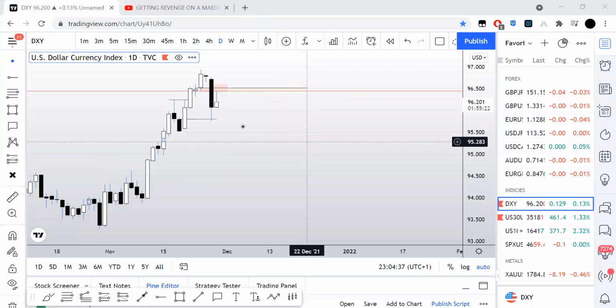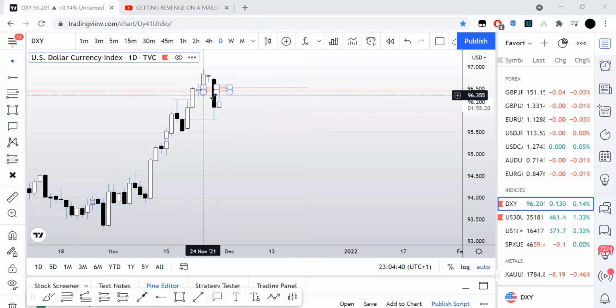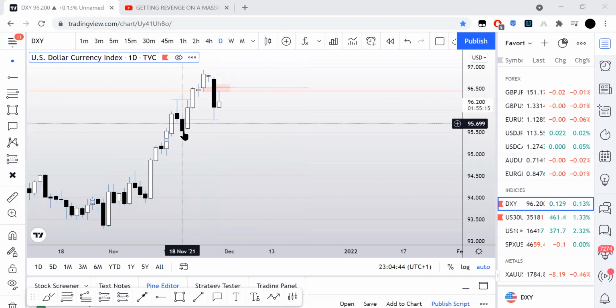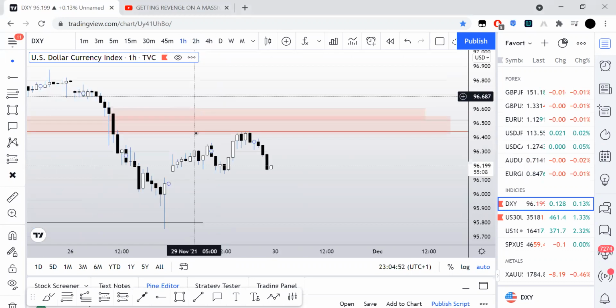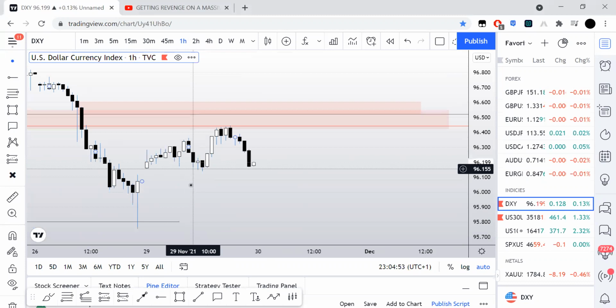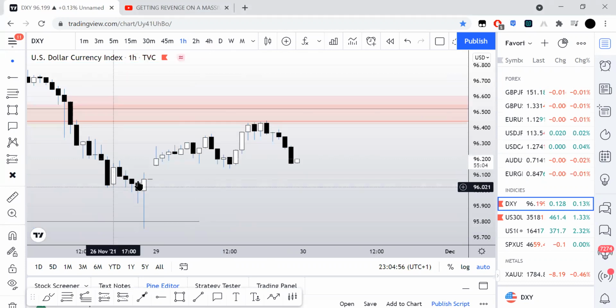Okay, there we go. All right, so yeah, just these two right here are what I'm paying attention to. Once we get below here, I'll be more bearish, once we get through this order block. So you can see with DXY, right? We ran this low, created this order block here and broke above.